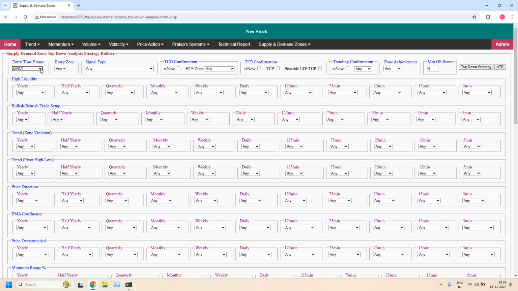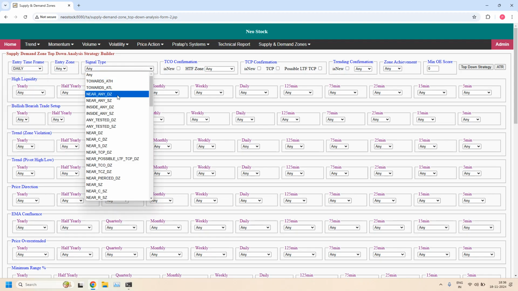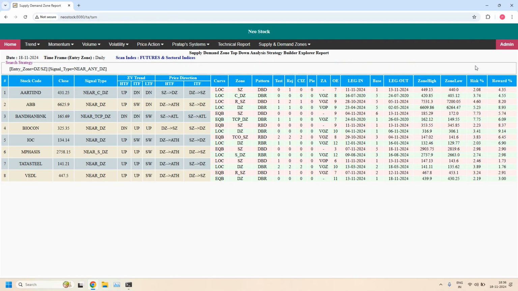Entry time frame daily. Let us find the stocks near daily demand zone. 8 stocks are filtered. Let us identify high liquidity daily demand zones from this list. Aarti Industries is having a high liquidity daily demand zone. Bandhan Bank is having a high liquidity daily demand zone. Emphasis is having a high liquidity daily demand zone. So total 3 stocks are filtered.